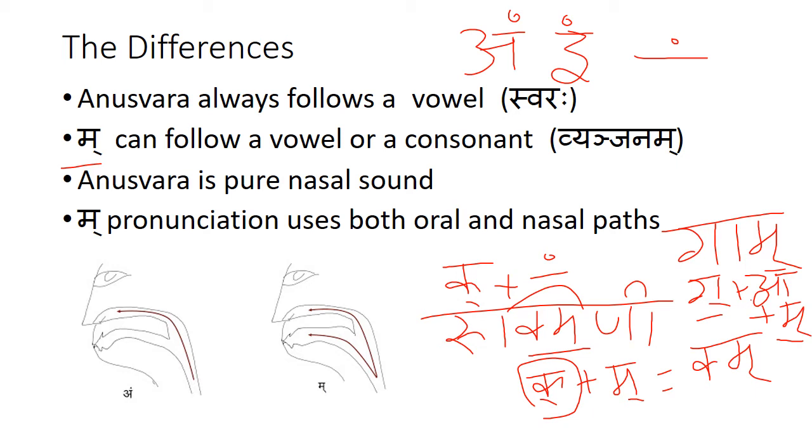That's okay, but technically, purely speaking, for the anuswara, the air has to pass through the nose only. Whereas makara has to pass through the nose as well as the mouth. And because ma is an oshtha sound, it has to hit the lips. So that is the difference between the pronunciation of anuswara and makara.